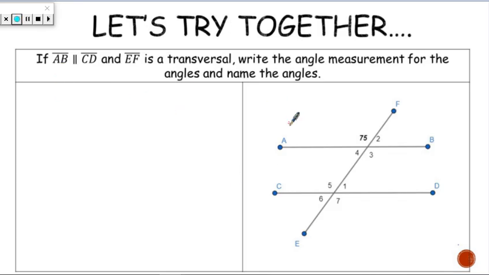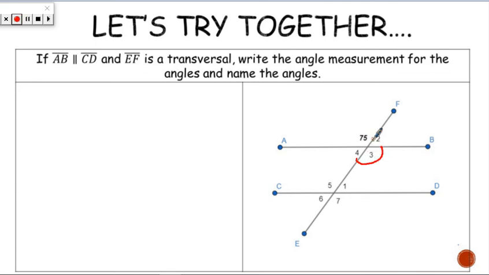Let's try this problem together. It says line segment AB is parallel, this is the symbol for parallel, to line segment CD, and line segment EF is a transversal. Write the angle measurements for the angles and name the angles. I'm not going to go through and name all the angles because I did on the previous page, but I'll go through and get the measurements for the angles.